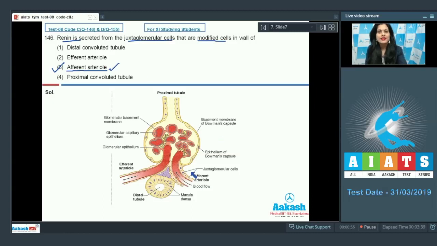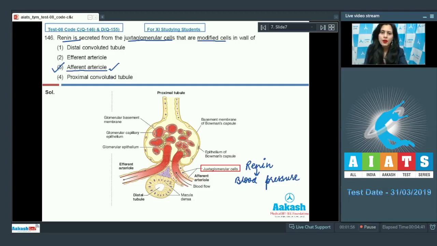As you can see here in this diagrammatic representation of juxtaglomerular apparatus, along with macula densa, the wall of afferent arteriole contains modified smooth muscle fibers called juxtaglomerular cells, and these juxtaglomerular cells are responsible for the secretion of renin, which helps in regulation of blood pressure.